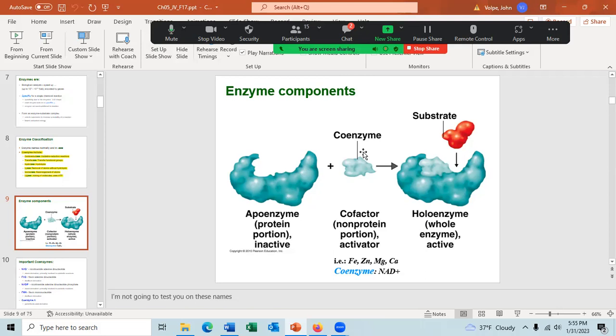And some enzymes bind with a cofactor before the enzyme can work. A cofactor is usually a chemical element like iron, zinc, magnesium, copper. So it's a non-protein element. A coenzyme, on the other hand, is a biological molecule.